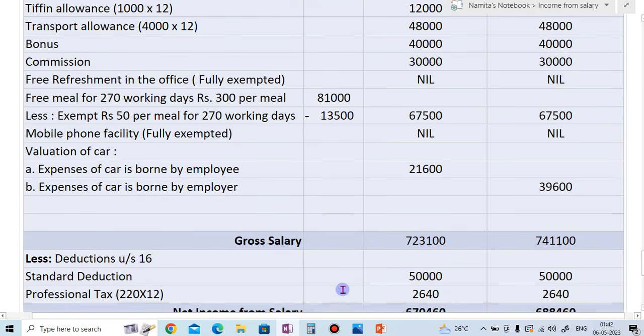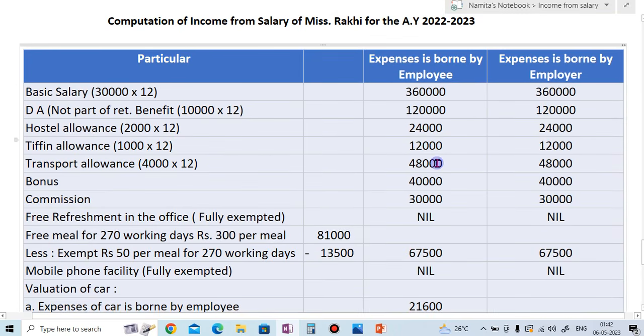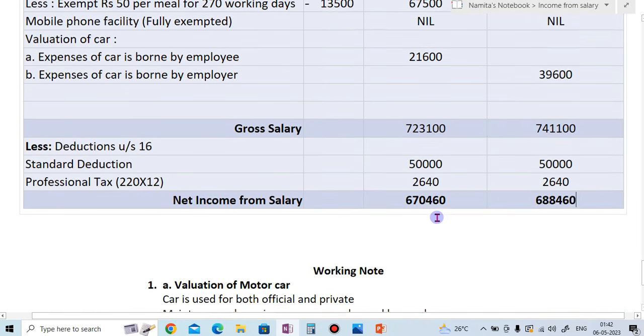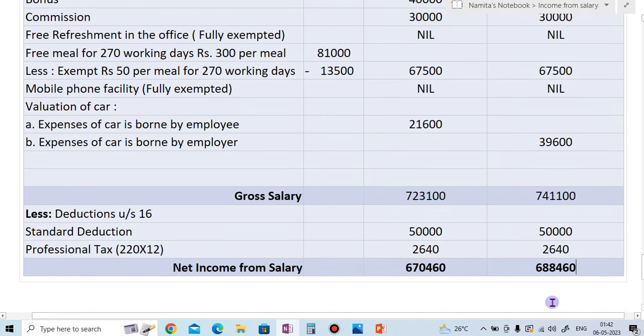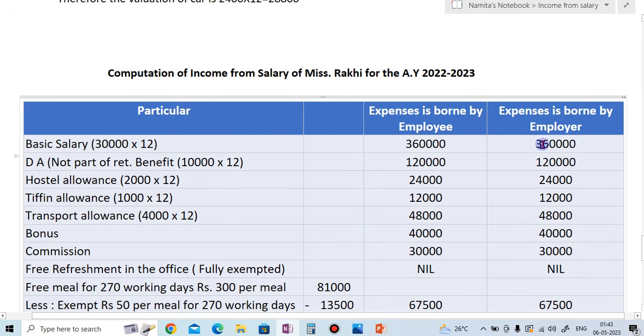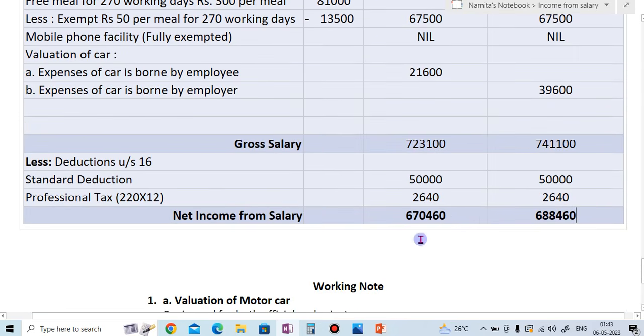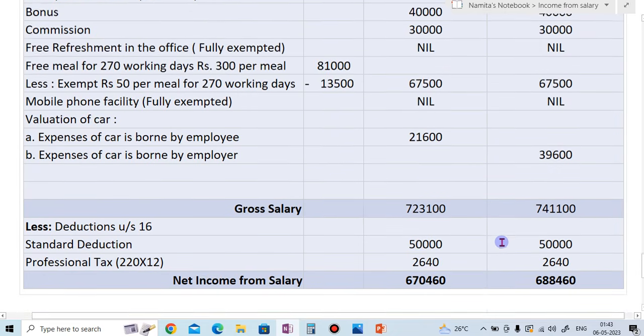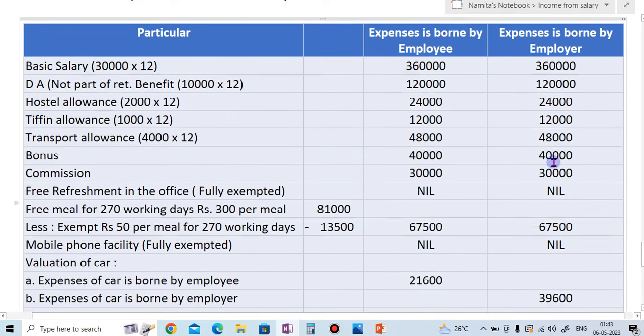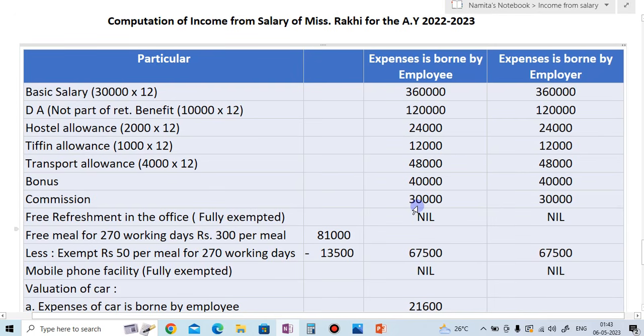Okay, so this is the net income from salary of Miss Raki if the expenses are borne by the employee, and the net income from salary of Miss Raki if the expenses are borne by the employer. Okay, so see the difference of net income from salary in the two different cases. Okay, so in this way you have to compute the income from salary if the expenses are borne by the employee as well as if the expenses are borne by the employer.